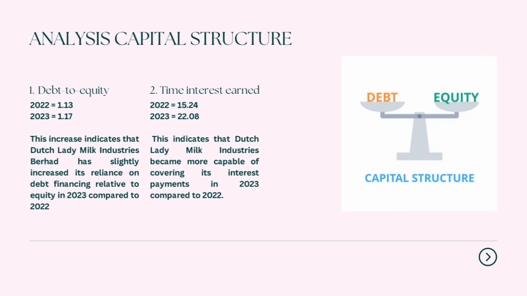Then we look at times interest earned. For 2022, it has 15.24, and for 2023, it has 22.08. This shows that times interest earned for 2023 is better than 2022. This indicates that Dutch Lady Milk Industries became more capable of covering its interest payments in 2023 compared to 2022.